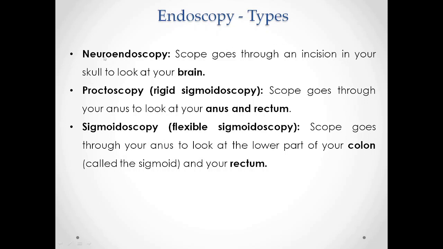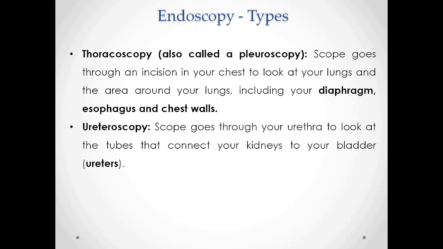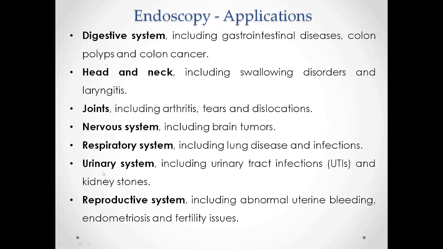There are further types which is neuroendoscopy. As you guess, it is for the brain. Proctoscopy, it is again for anus and rectum. Sigmoidoscopy, it is for colon and rectum. So there are n number of endoscopy procedures available which help medical practitioners around the world to exactly diagnose the problem. This is thoracoscopy wherein your thorax, diaphragm and other parts are being studied. Next is ureteroscopy, as it is said, kidneys to your bladders, that is being checked.